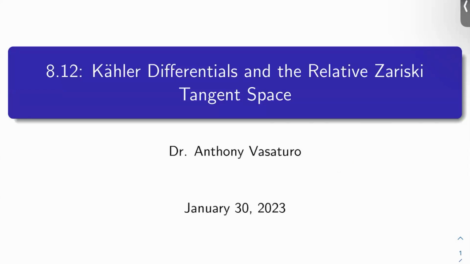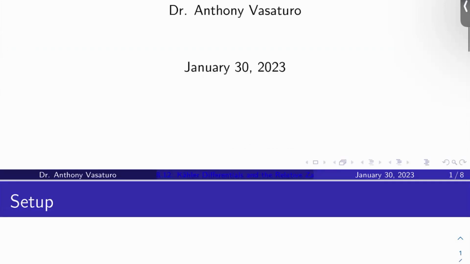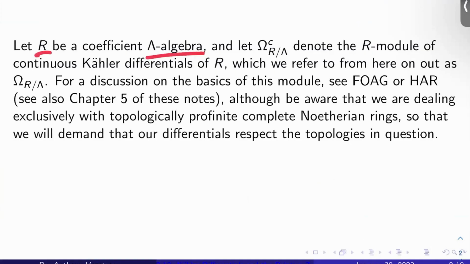Today we're going to be talking about Kähler differentials and how they relate to the relative Zariski tangent space. So the setup is R will be a coefficient lambda algebra, where lambda is a fixed coefficient ring. Omega C of R over lambda will denote the R module of continuous Kähler differentials of R, which we refer to from here on out just as omega of R over lambda.